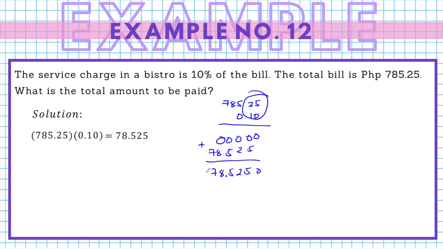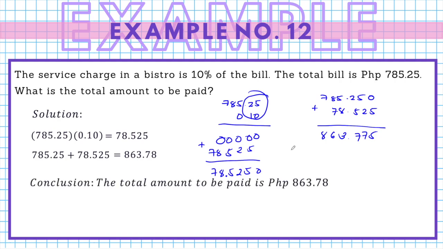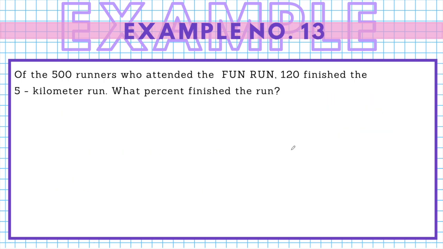Now this amount will be added to the total bill. Now the total bill is 785.25. Now adding the service charge is of course the sum of the two numbers. So we have here 785.25 and then adding it with 78.525, making sure that the decimal point is aligned. Of course, we can add also 0 here. So we have 863.775, so the total amount to be paid is 863.78 pesos. For the next example, of the 500 runners who attended the fun run, 120 finished the 5-kilometer run.